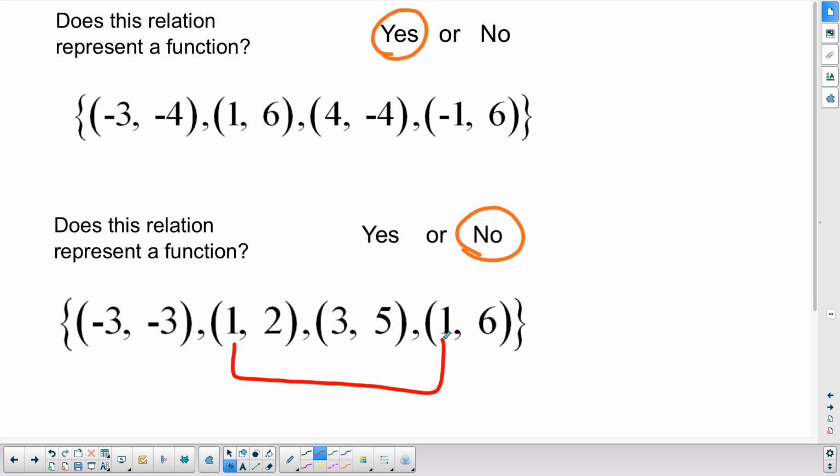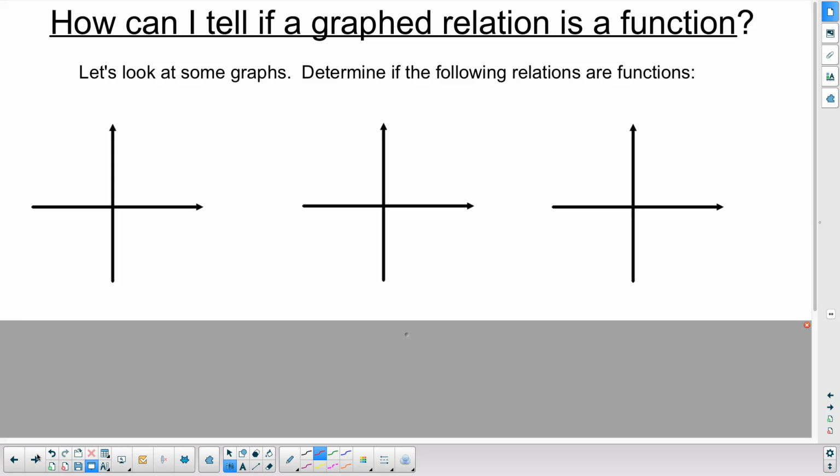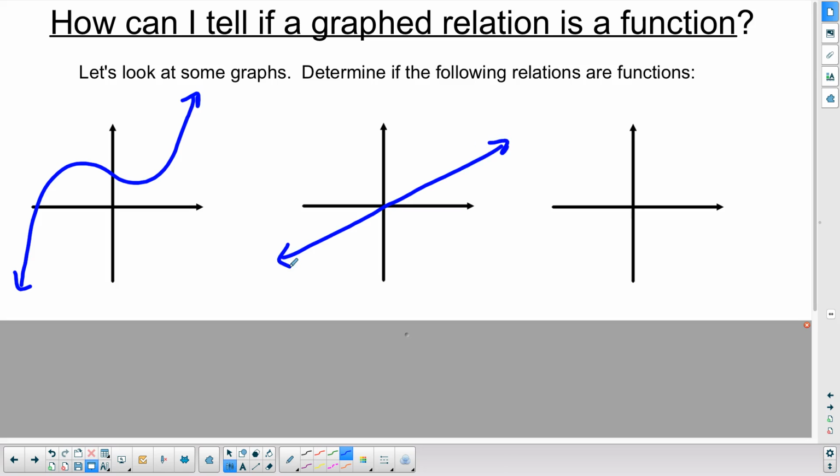Quick little spot check for you. How can I tell if my graph is or isn't a function? Sorry, Colin, I know you don't like graphs, but we have them in life. So how can I tell if my graph relation is or isn't a function? Let me put some graph relations on here. Let's go with a cubic. We'll just go with a linear. And then let's go with a cycloid.